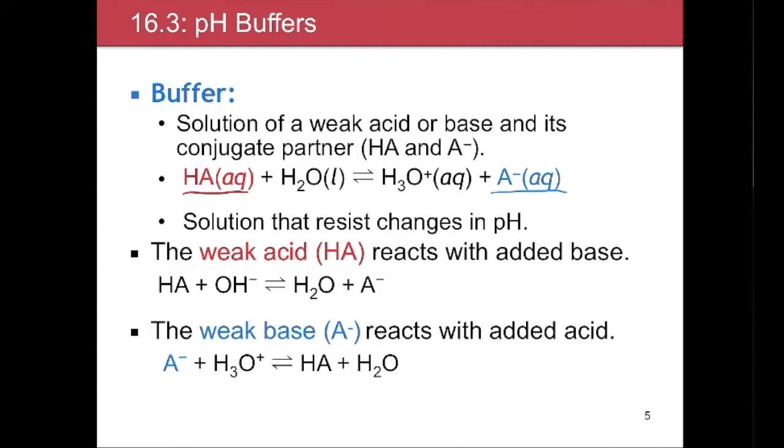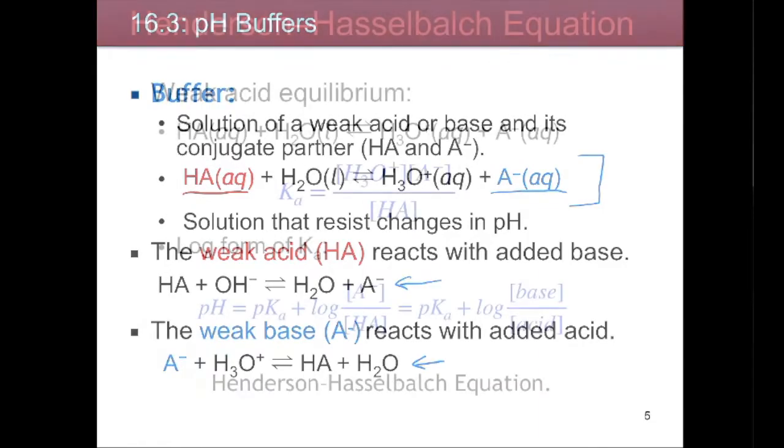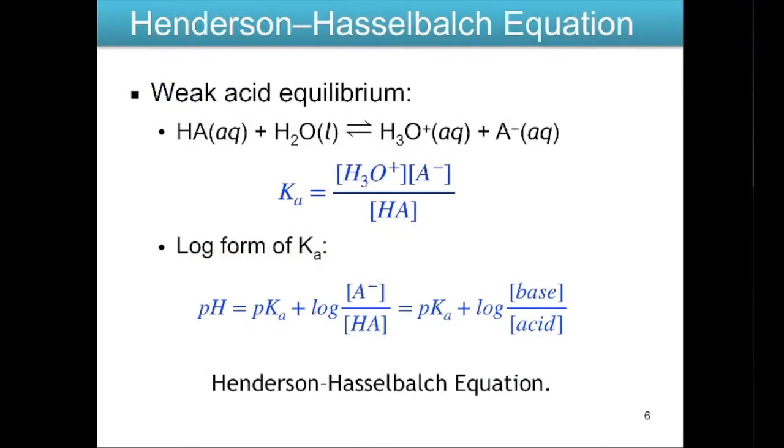The weak acid in this equilibrium is going to react with any added base by the reaction right here. And the weak base is going to react with any added acid through this reaction here. Okay, so those are just parts of this reaction above here. So one is the equilibrium of the HA making A-, and the other is the equilibrium of the A- making the HA.